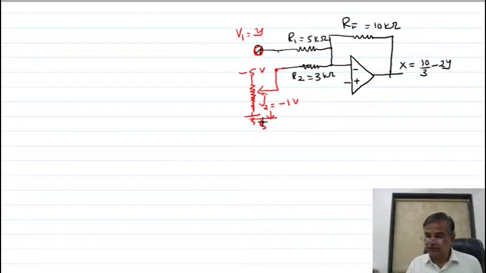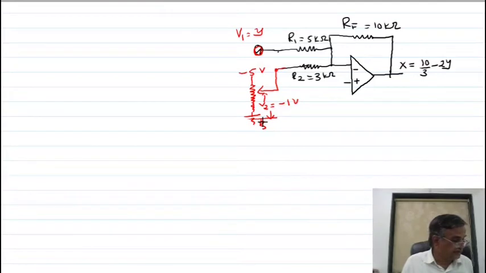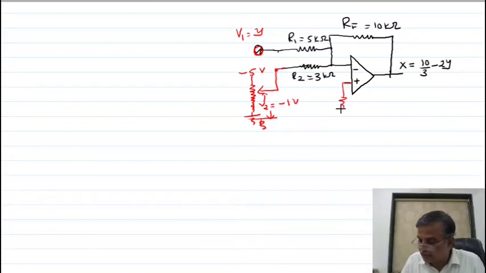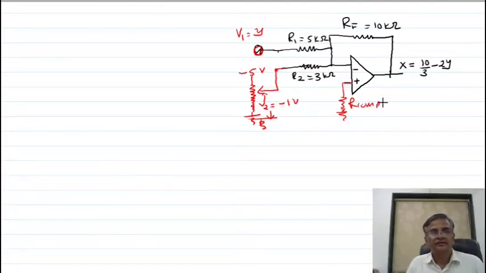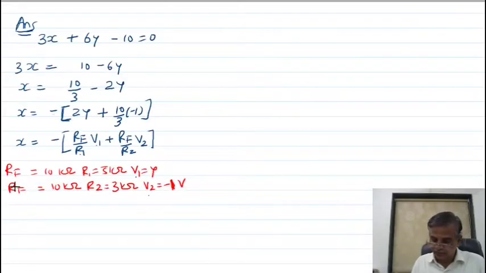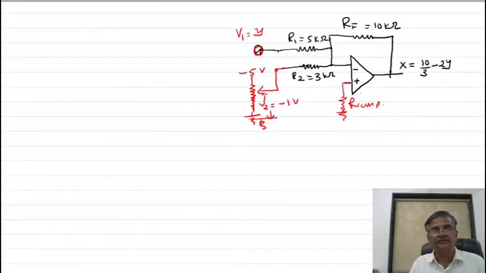So this circuit will give you X. This circuit will give the value of X. Remember, this is your ground, or you can use a compensated resistor. Nothing else. For detail, you can use compensated resistors, or you can make it ground. It does not matter for us. So this is what I get for the one equation I have written. For this equation I have drawn this circuit.